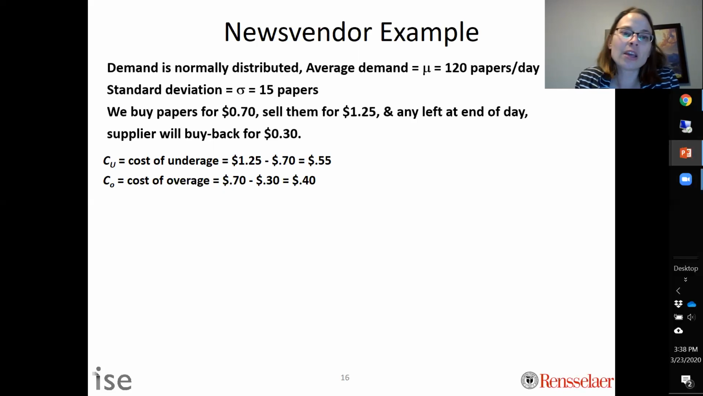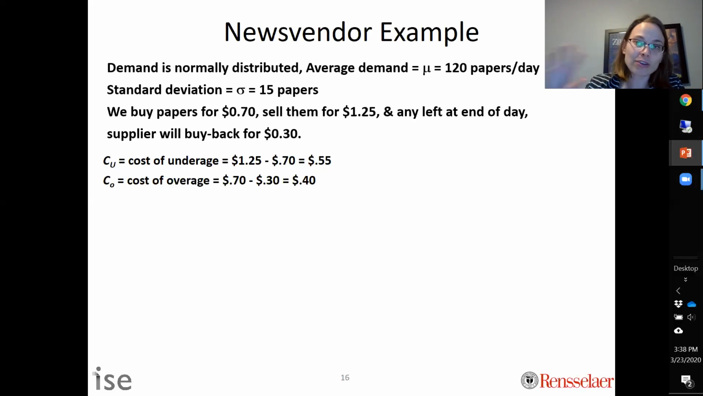In terms of overage, overage means I have too much inventory. If I have too much inventory, at the end of the day I have papers left over. If I have one paper left over, how much does that cost me? That one paper left over costs me 40 cents, because I invested 70 cents with my supplier. At the end of the day, for a leftover newspaper, the supplier gives me 30 cents, but I'm losing 40 cents per paper that I have left over. So that's the C of O.